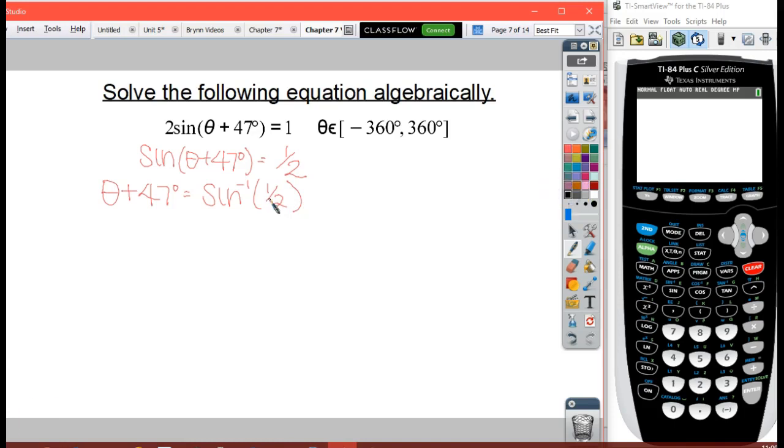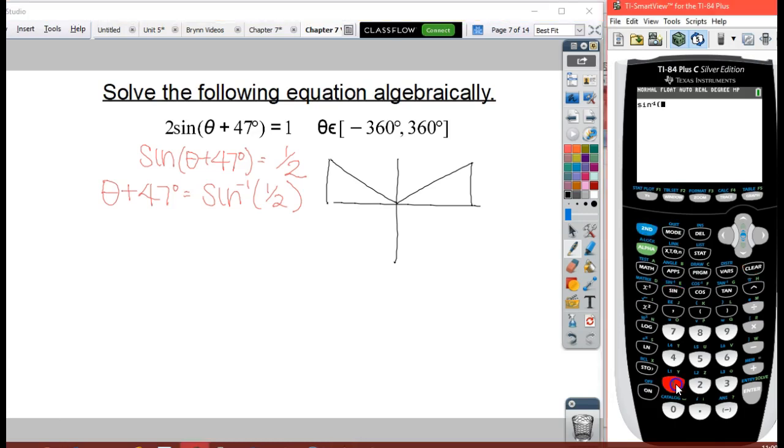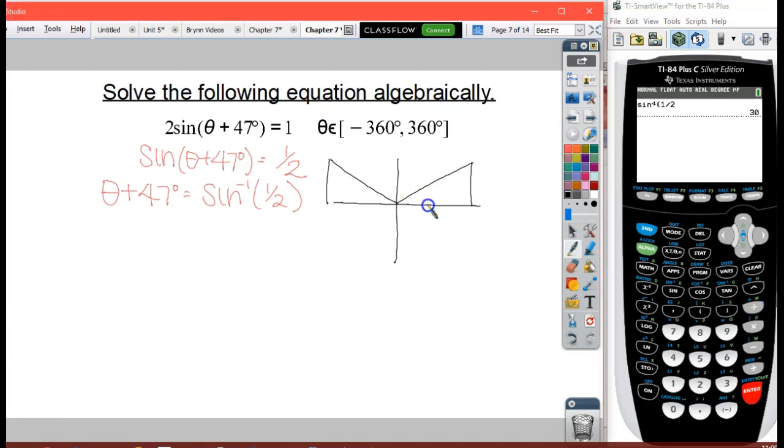Well, I know that the sine could equal 1/2 in 2 locations on the unit circle. Sine is positive in the first quadrant and in the second quadrant. And so right away when I take the sine inverse of 1/2, you could look to your unit circle for this value, or you could type it into your calculator. I end up getting 30 degrees. Well, the other location then would be 30 degrees less than 180, which is 150 degrees.